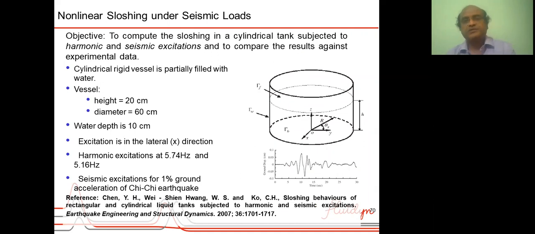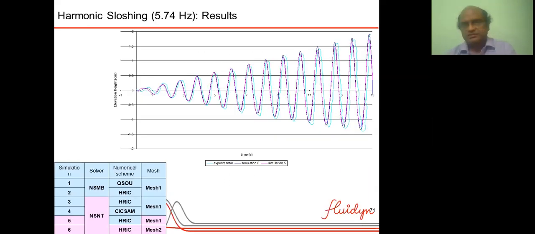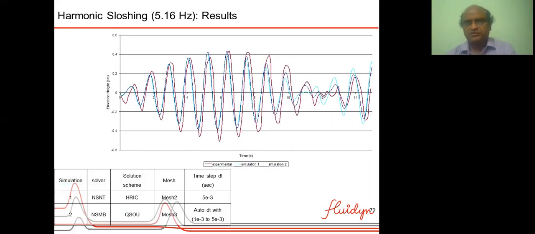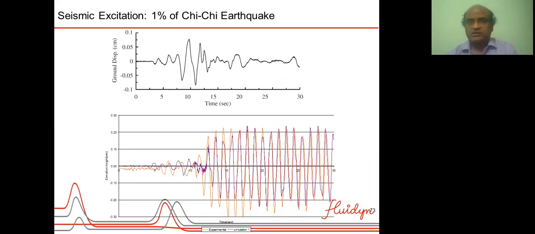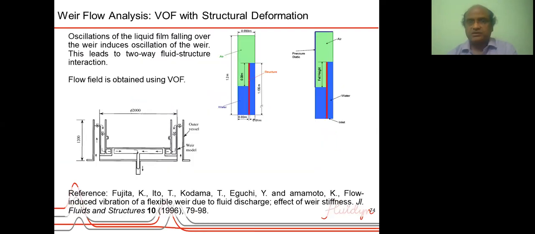In the case of an earthquake, there may be sloshing, and this sloshing of free surfaces may induce oscillating forces on the structure, and these oscillating forces may lead to failure of the structure.